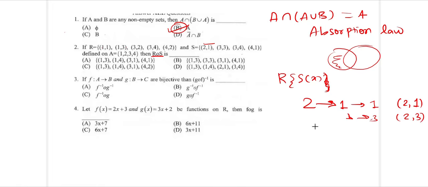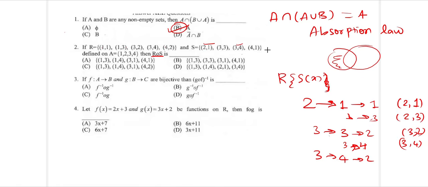The next one, 3 is mapped with 3 in your S. And where is 3 mapped to? 3 is mapped to 2. So 3 comma 2 is one pair. And 3 is also mapped with 4, so 3 comma 4 is also your other pair. Next, 3 is mapped with 4. And where does 4 go in your R? 4 is mapped to 2. So 3 comma 2. But 3 comma 2 is already present, so we ignore that.